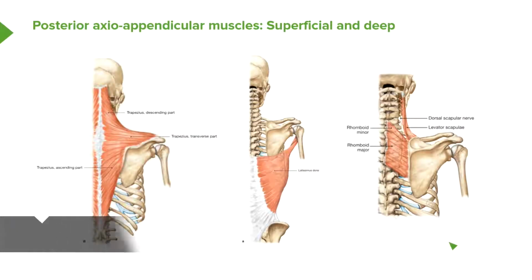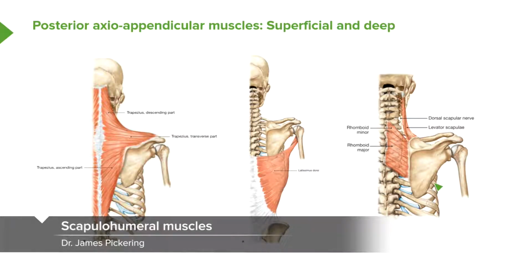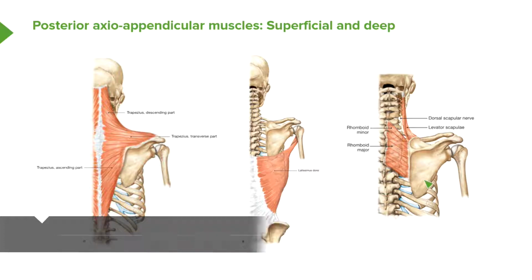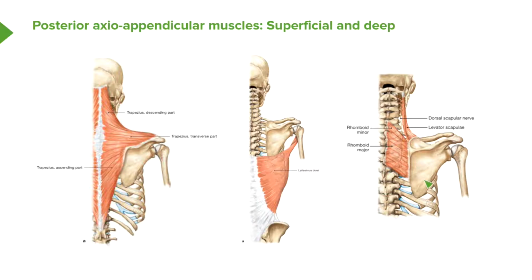If we now look at the posterior axioappendicular muscles, we can split these into two groups, a superficial and a deep group. Here we can see on this side of the screen the two superficial muscles I want to talk about, trapezius and latissimus dorsi.